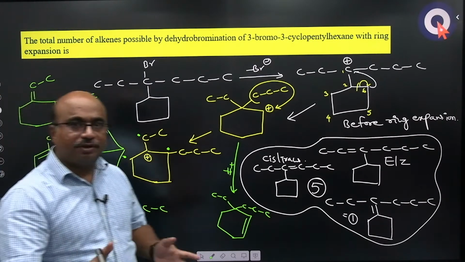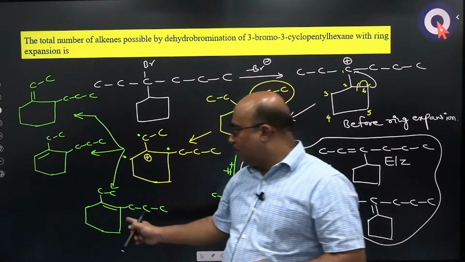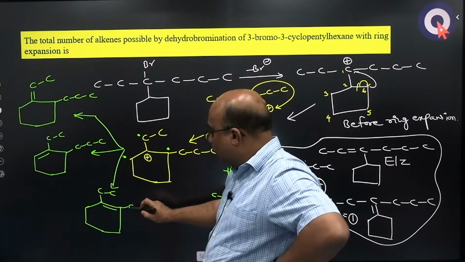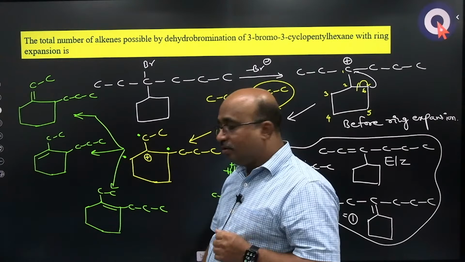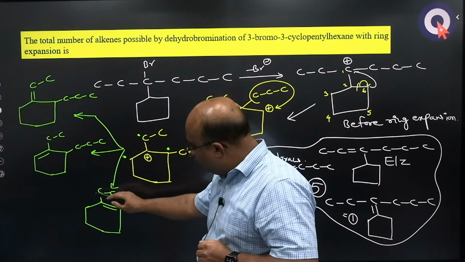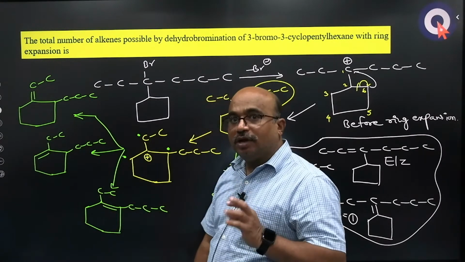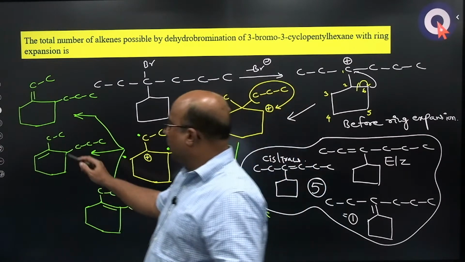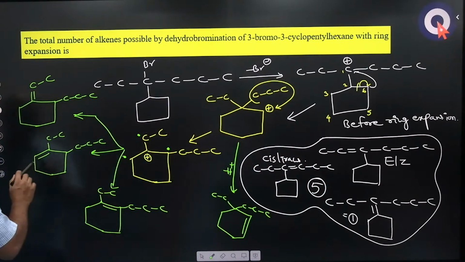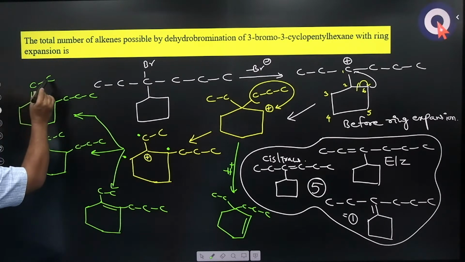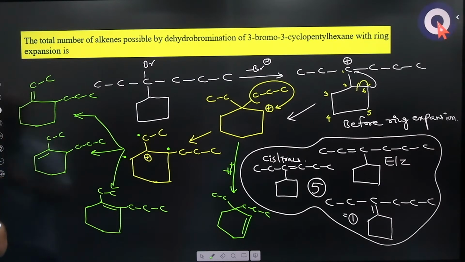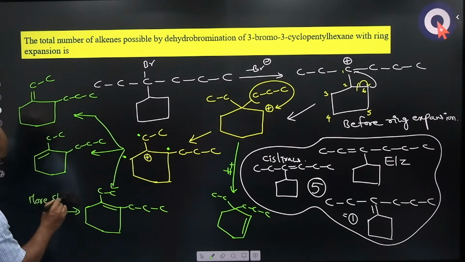But which is major, if you say? I will say this last one is major, because of the number of hyperconjugatable hydrogens and the more substituted alkene. How many hyperconjugatable hydrogens? 2 plus 2 plus 2 plus 2, so 8 hyperconjugatable hydrogens are there in this. How many are there here? 1 here, 2 here, 2 here, 5. In this, 3, 1 and 2, 6. So this is most stable. So this is more stable, as well as you can say major.